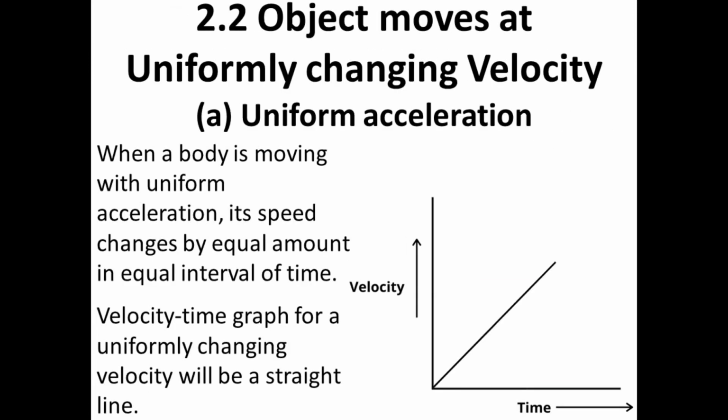Next is the velocity time graph for an object moving at uniformly changing velocity. Uniformly changing velocity का meaning है that velocity is changing at uniform rate, and rate of change of velocity is known as either acceleration or retardation. अगर velocity uniform rate पर increase हो रही है तो वो यूनिफॉर्म एक्सेलरेशन होगा. अगर वेलोसिटी यूनिफॉर्म रेट पर डिक्रीज हो रही है तो वो यूनिफॉर्म रिटार्डेशन होगा.